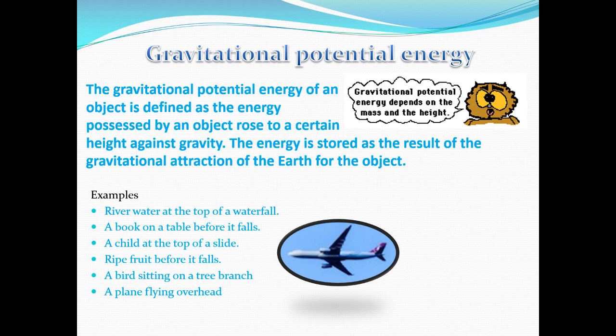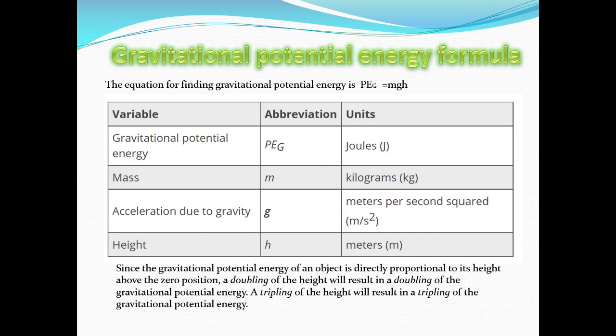Examples: river water at the top of a waterfall, a book on a table before it falls, a child at the top of a slide. Read the given table. Since the gravitational potential energy of an object is directly proportional to its height above the zero position, a doubling of the height will result in a doubling of the gravitational potential energy. A tripling of the height will result in a tripling of the gravitational potential energy.